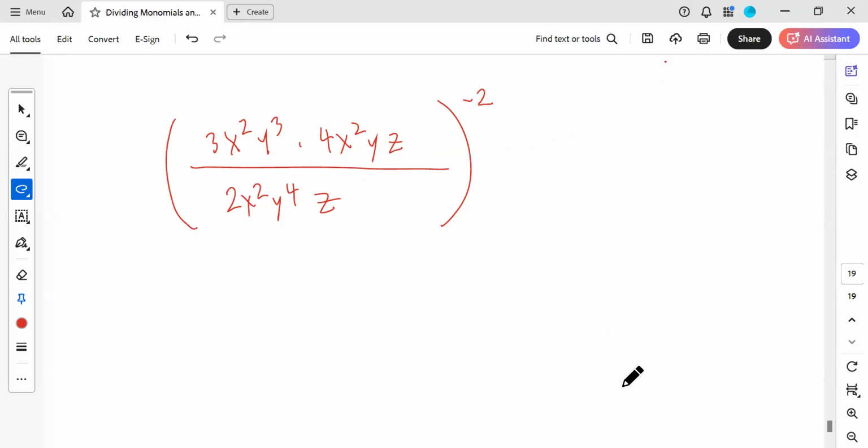All right. So what's the first question I always ask myself? Is there an exponent outside of parentheses? Is it positive or negative? When it's negative and it applies to the whole fraction, what do we do to the fraction? We just flip it. That's correct. So everything in here is going to go here.